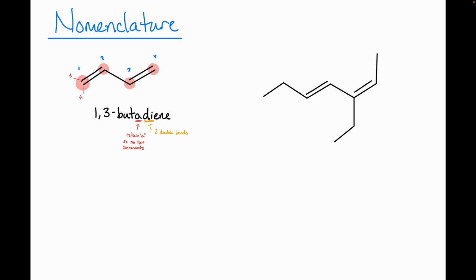So our parent chain, remember, we're going to find the longest continuous set of carbons, but there's a very important caveat when there's a functional group in our molecule, which is that parent chain must contain that functional group. So before I even find my longest continuous set of carbons, I know these four right here containing those functional groups must be a part of my parent chain. All right, so my longest continuous set of carbons would be these 1, 2, 3, 4, 5, 6, 7 here.